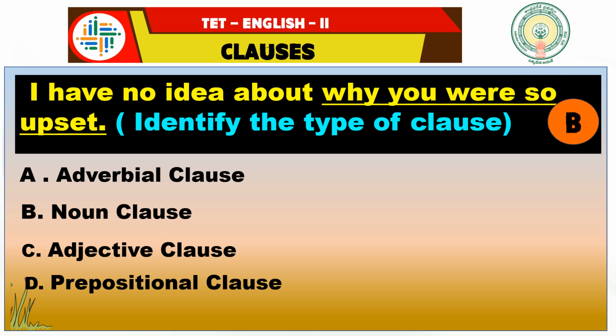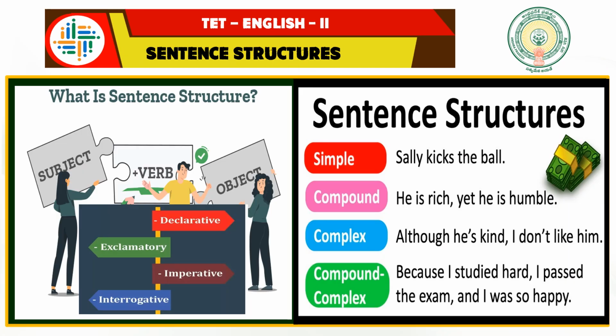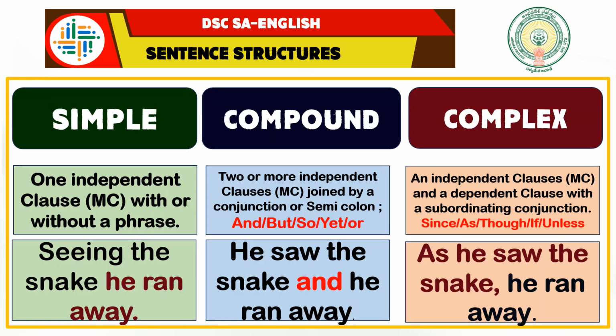Now let's look at another area, that is sentence structures. If you look at this category, we'll find the different sentence structures, like is it a simple sentence, compound sentence, or complex sentence. Now here is a small helpline for you. What is a simple sentence? You can think it should be one independent clause with or without a phrase.